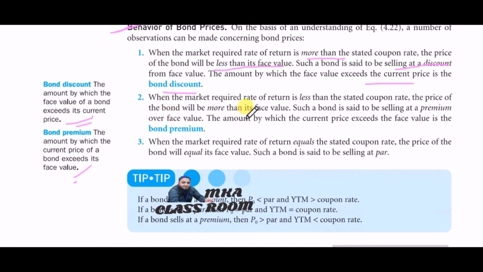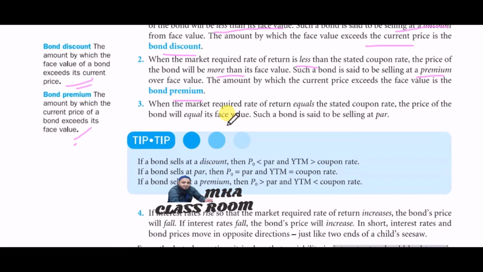When the market required rate of return is less than the stated coupon rate, the price of the bond will be more than its face value. Such a bond is said to be selling at a premium over the face value. The amount by which the current market price exceeds the face value is the bond premium, or you can call this type of bond a premium bond. When the market required rate of return equals the stated coupon rate, the price of the bond will equal its face value. Such a bond is said to be selling at par.